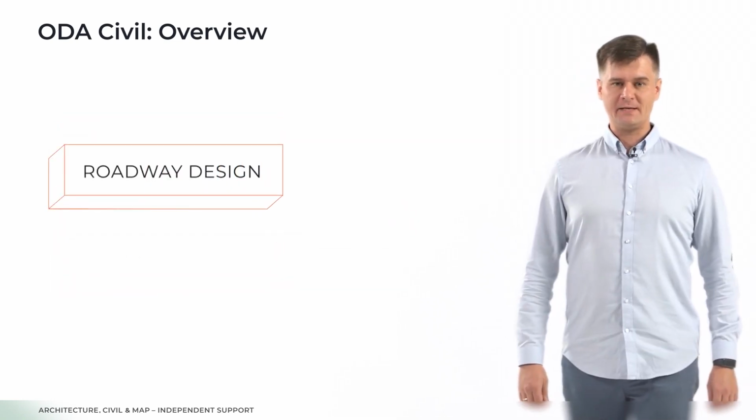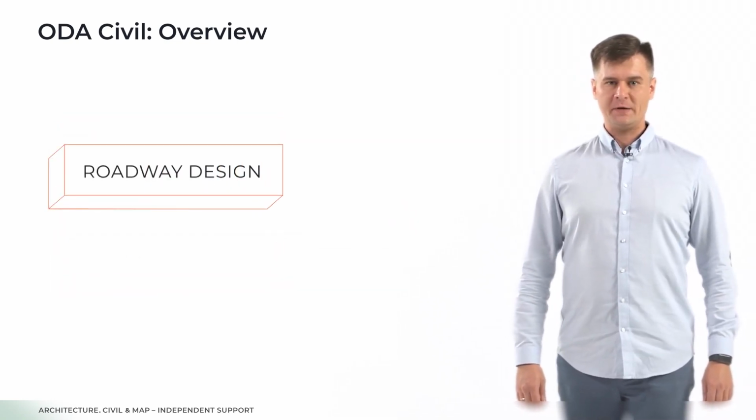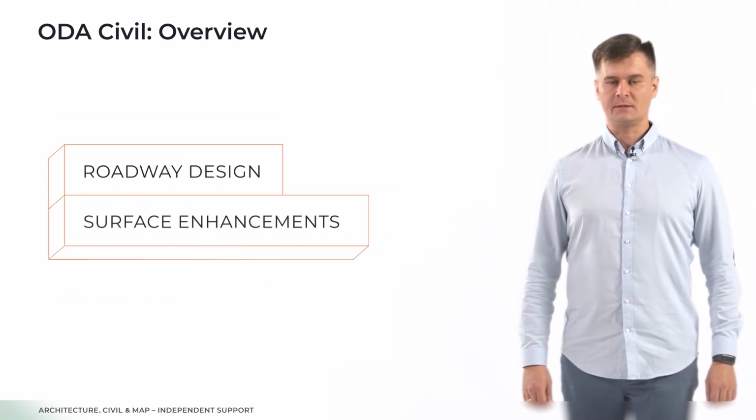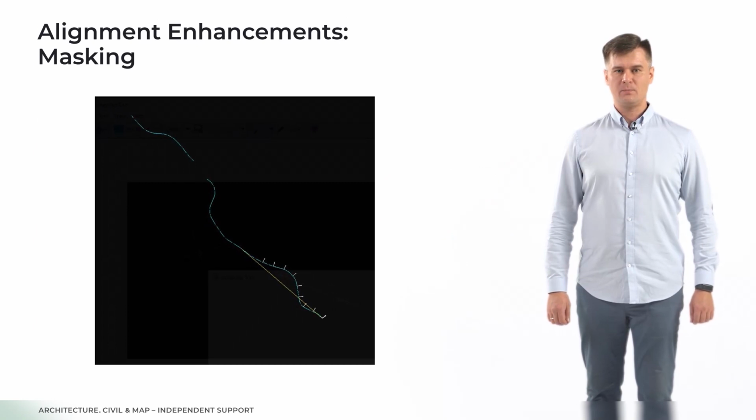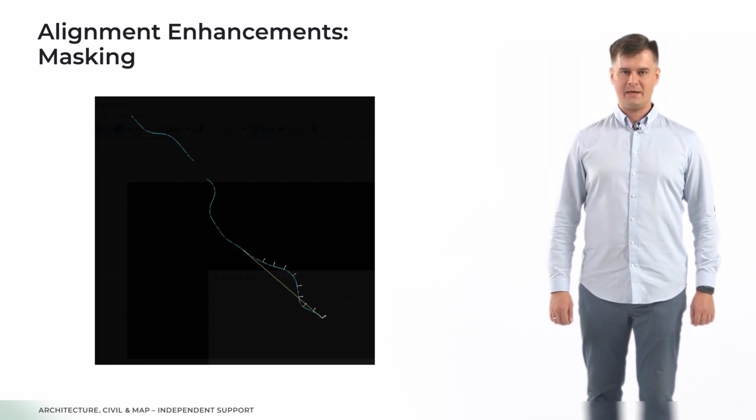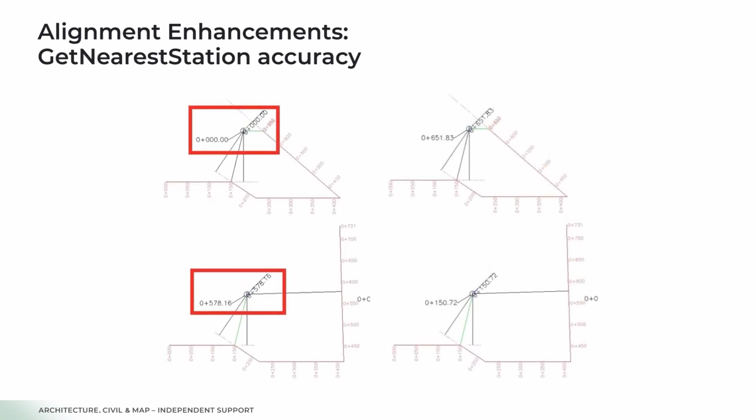This year's focus was in two main directions: roadway design improvements and surface enhancements. Roadway design improvements include 14 new transition curves implemented, please see the table; alignment masking support, now a part of the entity may be hidden; and a get nearest station algorithm rework that allowed us to provide additional accuracy.